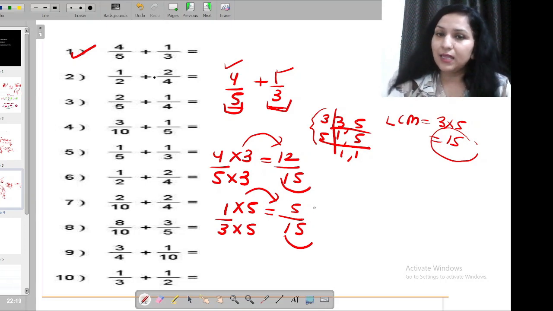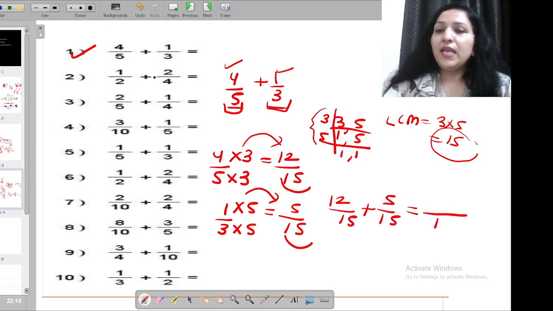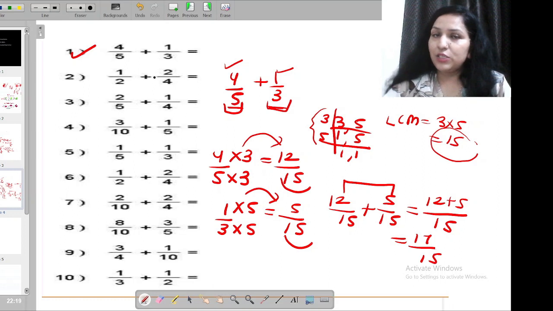We can easily add them. So 12/15 plus 5 upon 15. Denominator will remain the same. You just need to add the numerator. 12 plus 5. 12 plus 5 is 17 and 15 is the denominator. That's your answer.